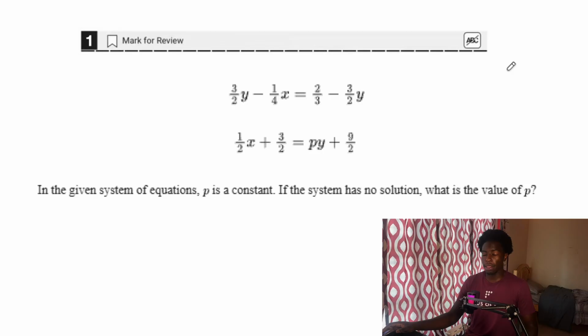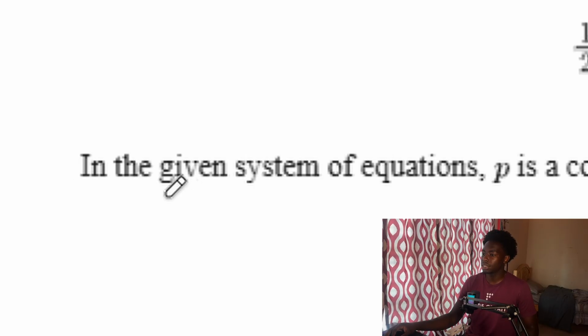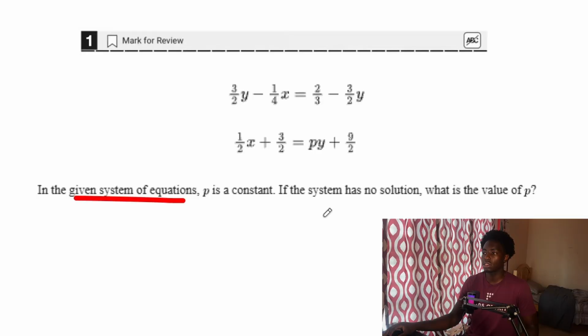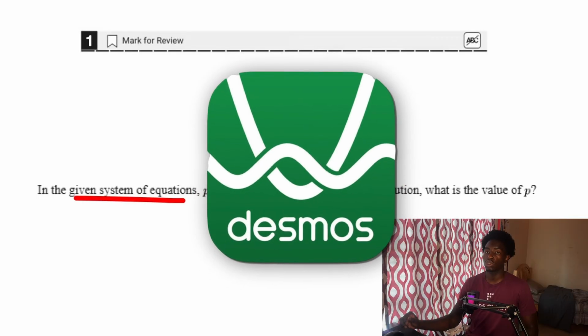Alright, so the problem that we have here is asking about a given system of equations with a constant of p, so we don't know what p is. If this system has no solution, what is the value of p? This question can be pretty intimidating to look at because we have not 1, not 2, but 3 variables in this equation. Most students would probably try to tackle this question by plugging in random values or maybe trying to isolate variables, but there's a better way to do it. Once you realize the true power of Desmos, this gets a lot more straightforward.